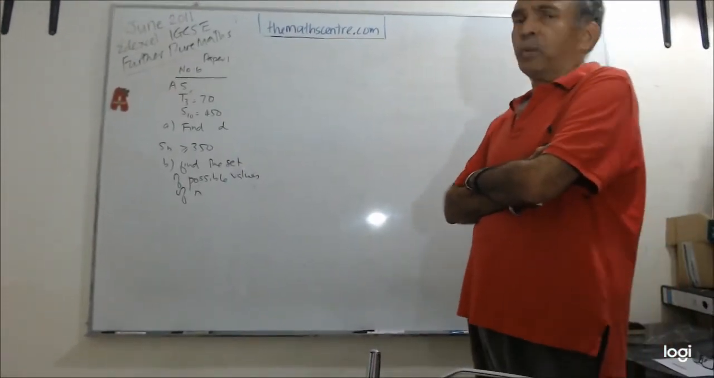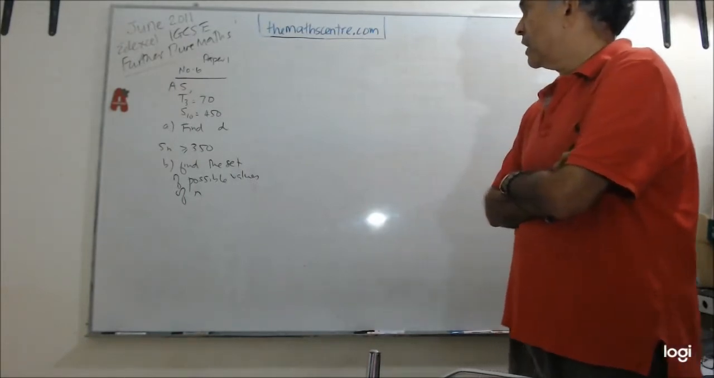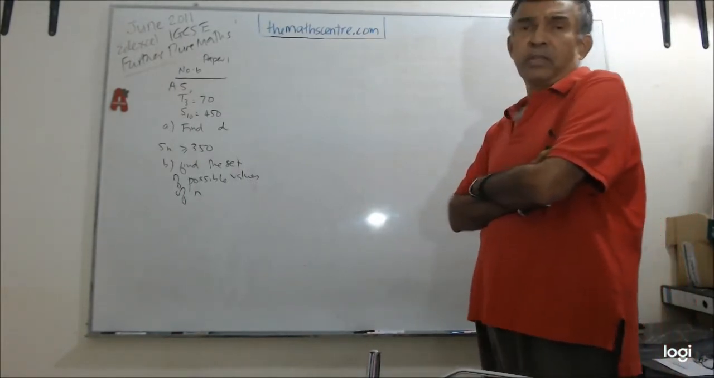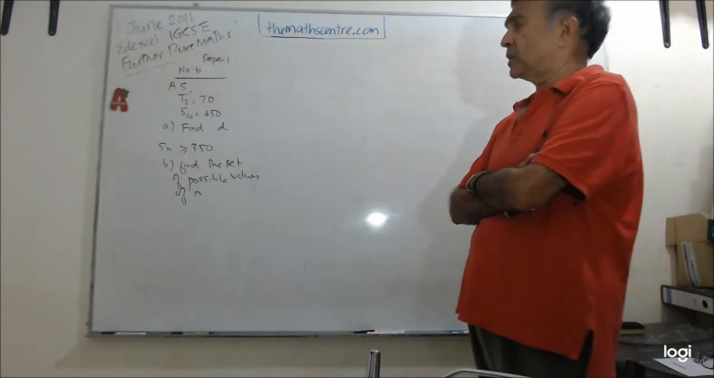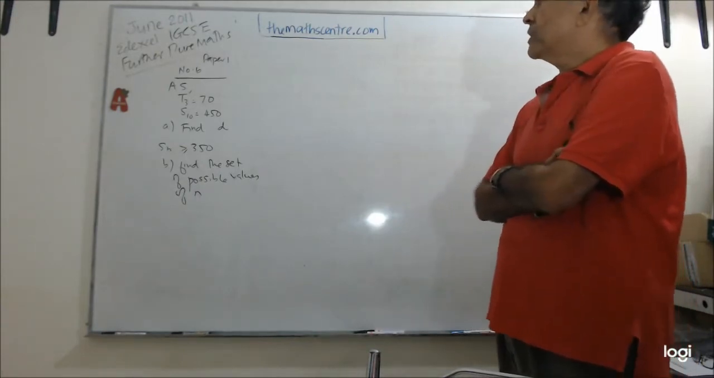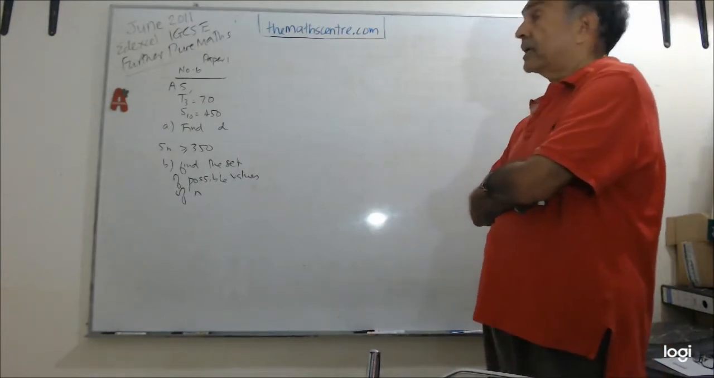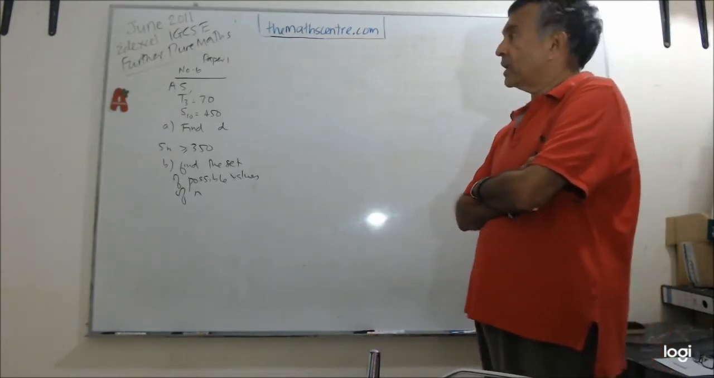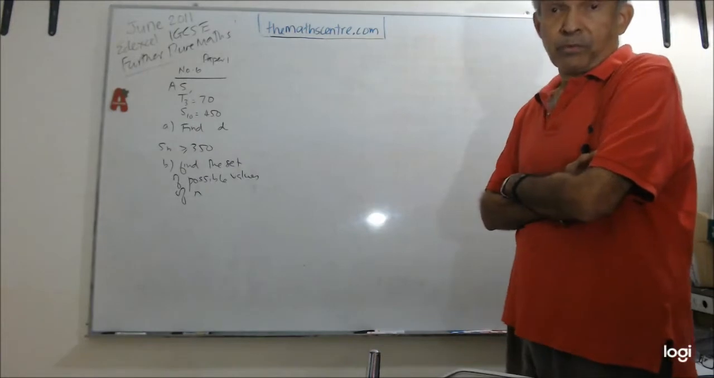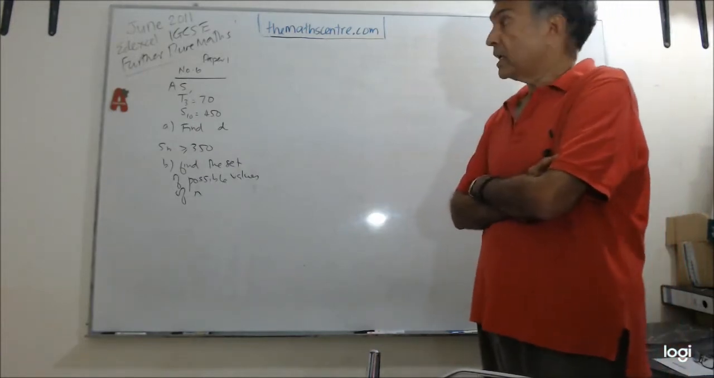In this video, we are going to look at an old exam question. We'll break it into two parts. Let's do part A first, and then we'll go to part B in another video. Otherwise, it might be a bit too long. This is from the June 2011 Edexcel IGCSE further pure maths paper, paper 1. The question is number 6.